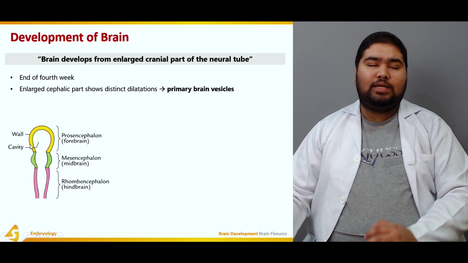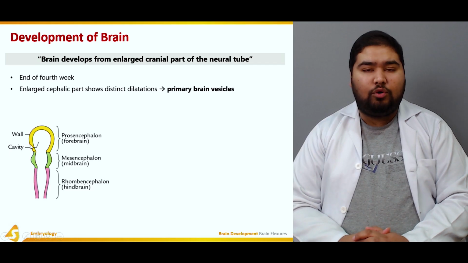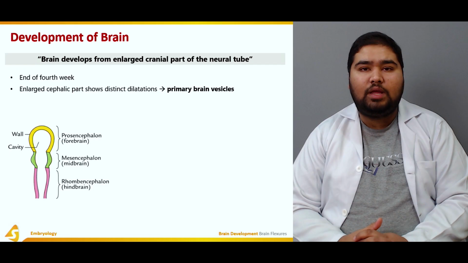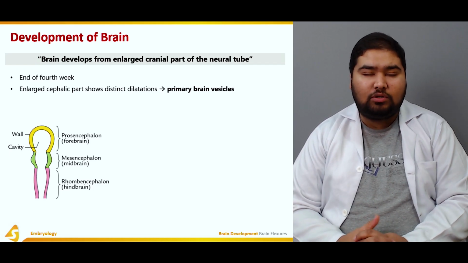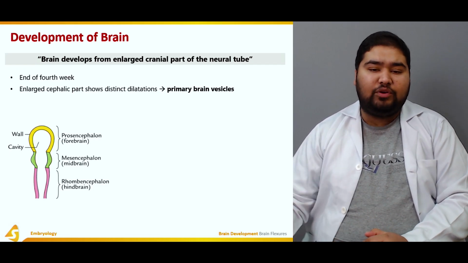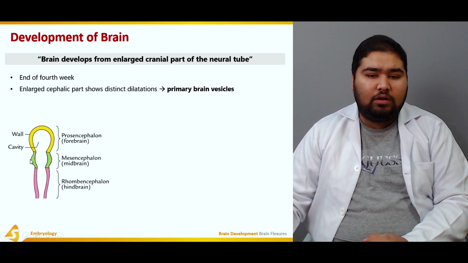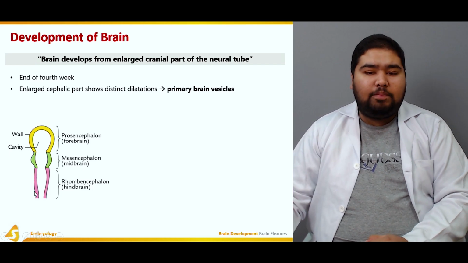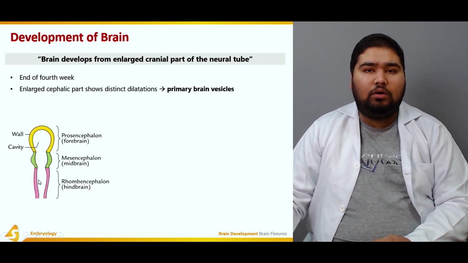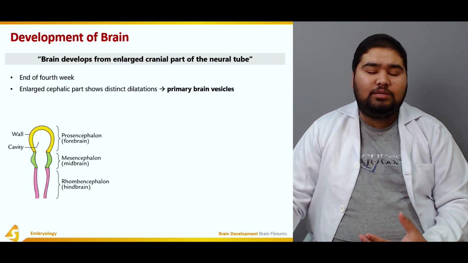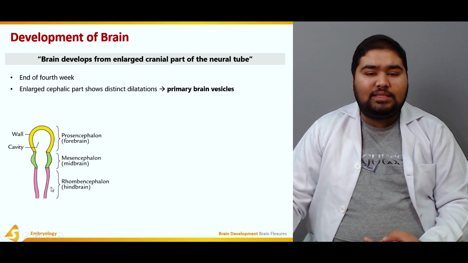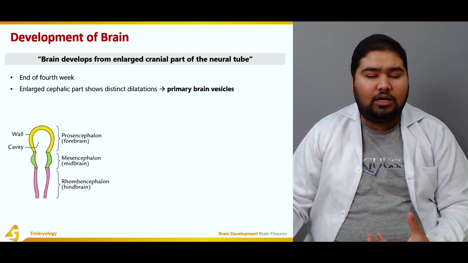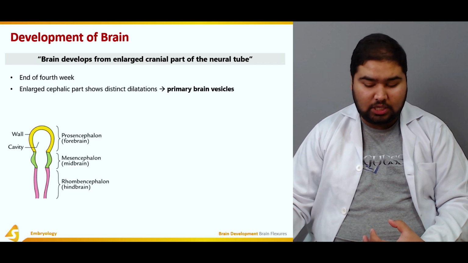This in yellow is the dilation of the forebrain. So this is the prosencephalon or the primary forebrain dilation or vesicle. In green we have the mesencephalon or the primary midbrain vesicle. And in pink we have the rhombencephalon or the primary hindbrain vesicle. So these are the three vesicles that are formed by dilation of the enlarged cranial part of the neural tube.